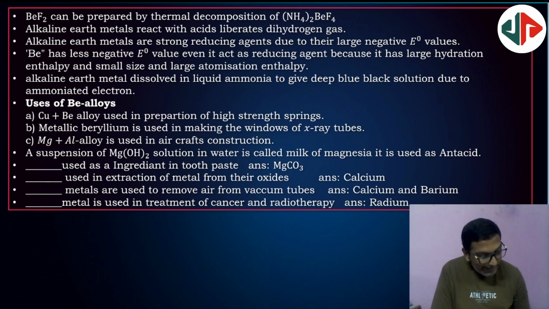Next, toothpaste contains MgCO3. For extraction of metals from their oxides, calcium can be used. Calcium is a powerful reducing agent, therefore it can be used. Next, calcium and barium are used to remove air from vacuum tubes. They can react with oxygen, that removes oxygen. Next, in treatment of cancer and radiotherapy, radium can be used, radioactive.